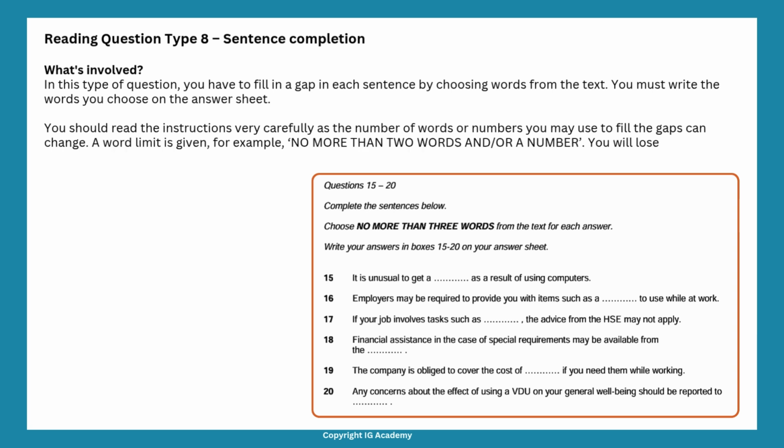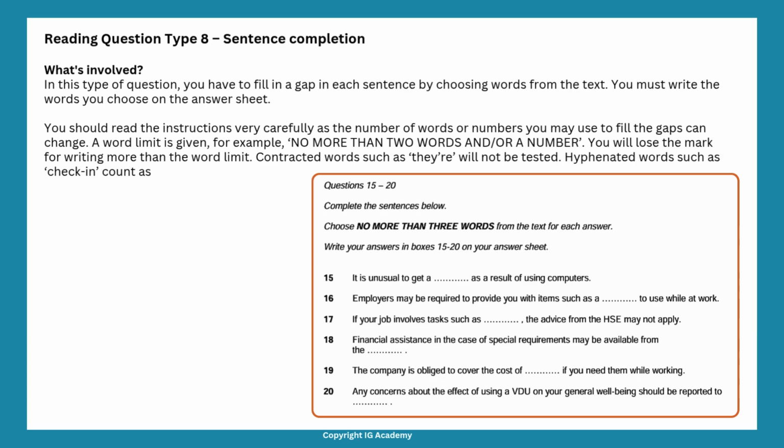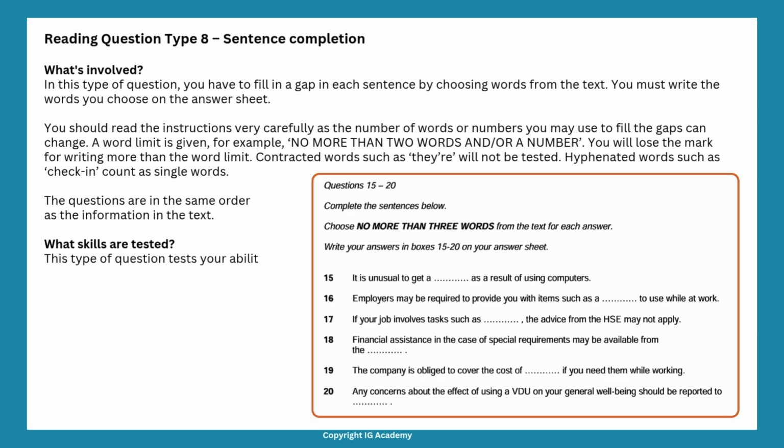You will lose the mark for writing more than the word limit. Contracted words such as there'll will not be tested. Hyphenated words such as check-in count as single words. The questions are in the same order as the information in the text. This type of question tests your ability to find detailed or specific information in a text. The number of questions is variable.